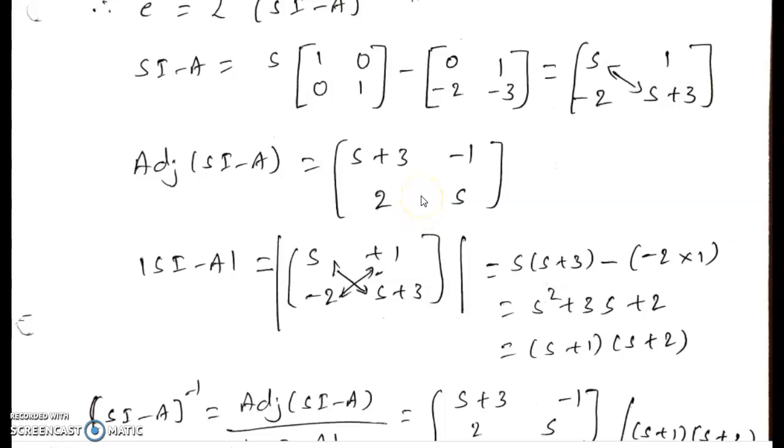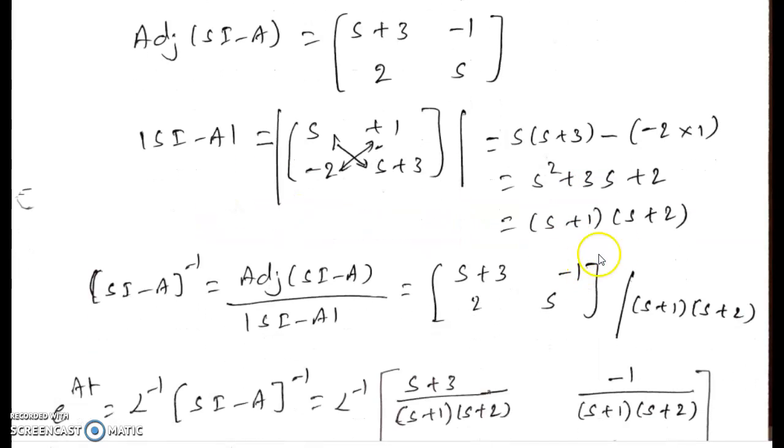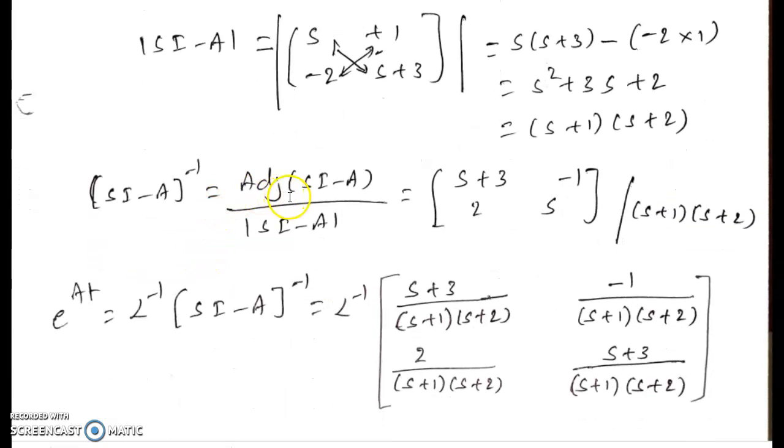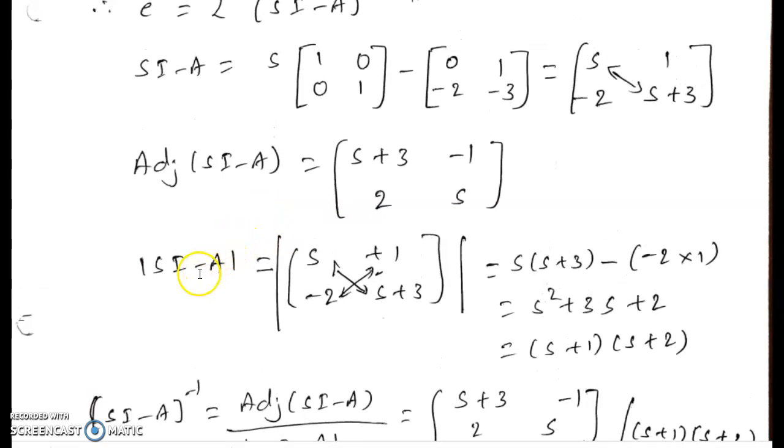So adjoint divided by the determinant of sI minus A, that is the inverse, right? So we have to find the determinant of sI minus A, cross multiply: S plus 1 times S plus 2. This is the determinant. Okay, write the inverse: (sI minus A) inverse is equal to adjoint of (sI minus A) divided by the determinant. So remember one thing: the determinant is to be taken for sI minus A, not for the adjoint.